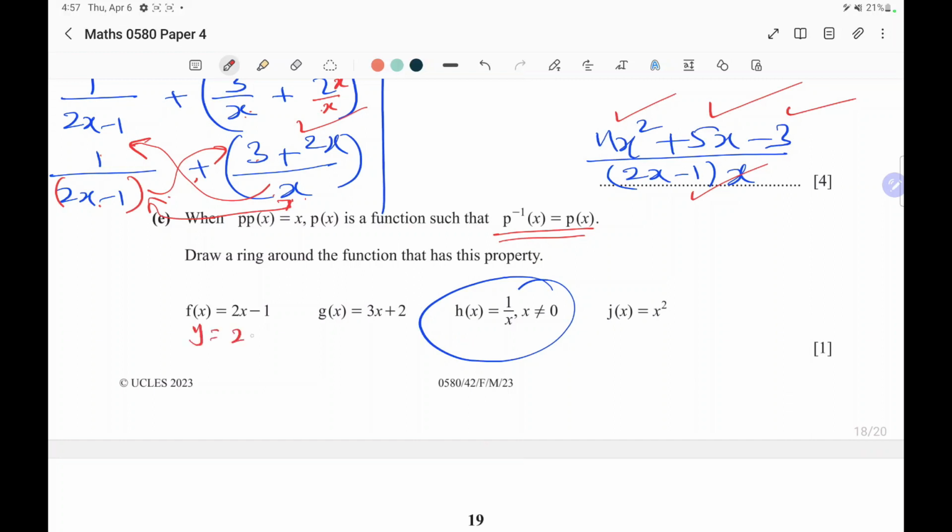Just now I am explaining. Suppose if you have y equals 2x minus 1, then y plus 1 equals 2x, y plus 1 over 2 equals x.